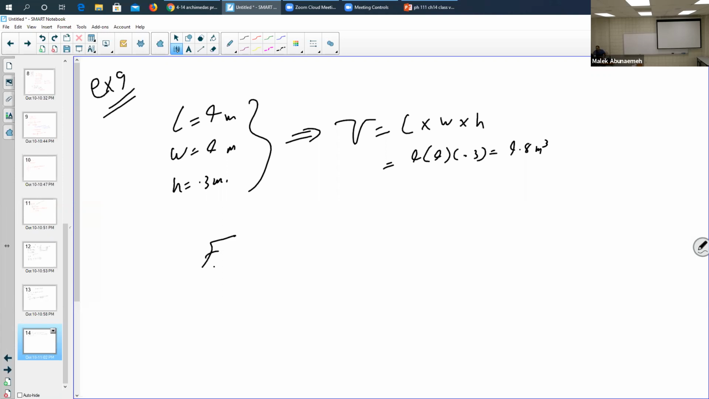That means your buoyant force is going to equal rho multiplied by V multiplied by g, which is going to be 1,000 multiplied by 4.8 multiplied by your gravity, which is 9.8. So that is about 47,000 newtons. So your buoyant force is 47,000 newtons. Now let's see how much the weight of the raft is.